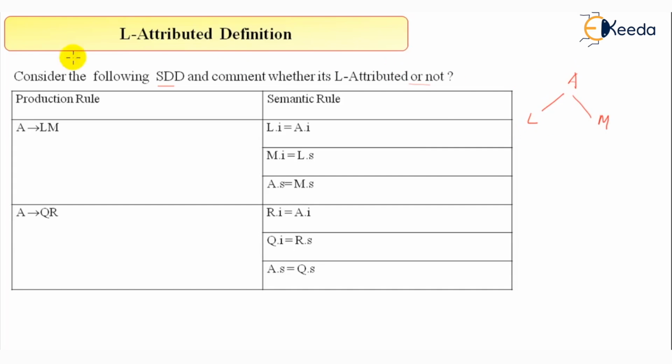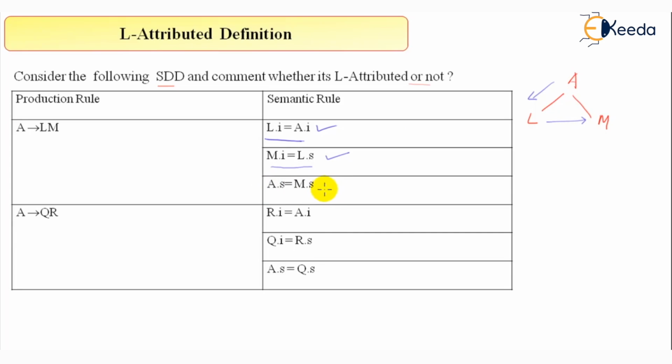So here the first definition says that L is taking the value from the parent, and it is an inherited attribute. Each inherited attribute should take the value from the parent, and that is okay. Now here M dot I is taking L dot S. That means I is for inherited. So M dot I is taking the value from the sibling, and M dot I is L dot S, and that is totally okay with L attributed.